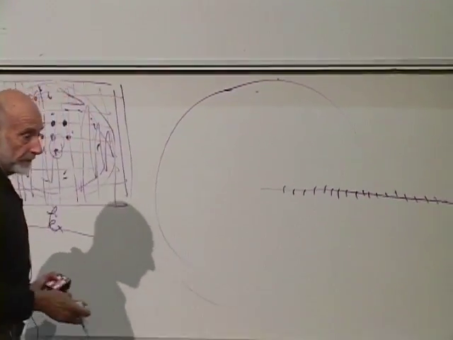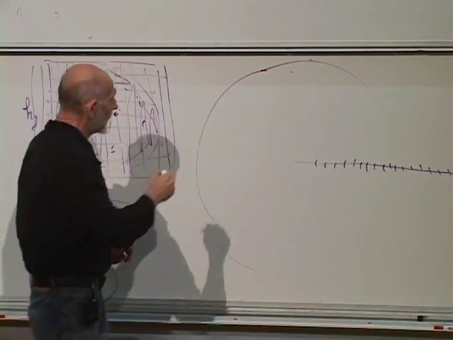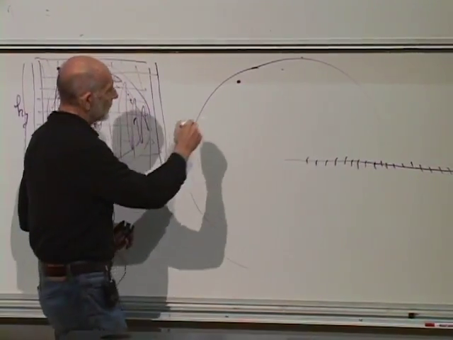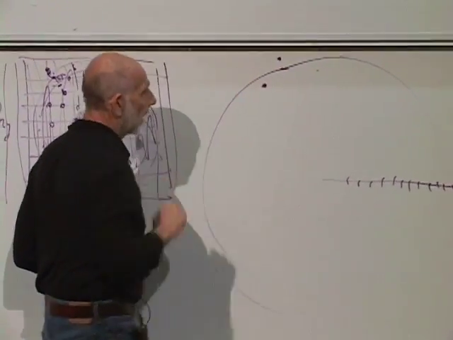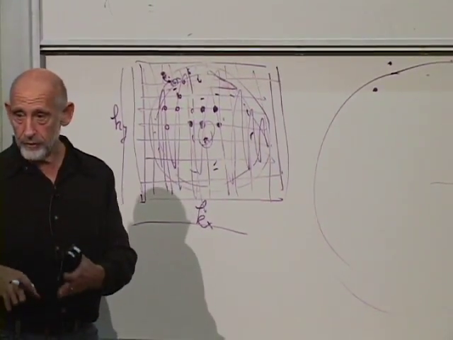Here's the Fermi sphere. The Fermi surface is the edge of the Fermi sphere. All right. Let's take a particle just below the Fermi surface, bring it from here to here. How much energy does it take? Well, it takes two bits of positive energy. We can count it this way.